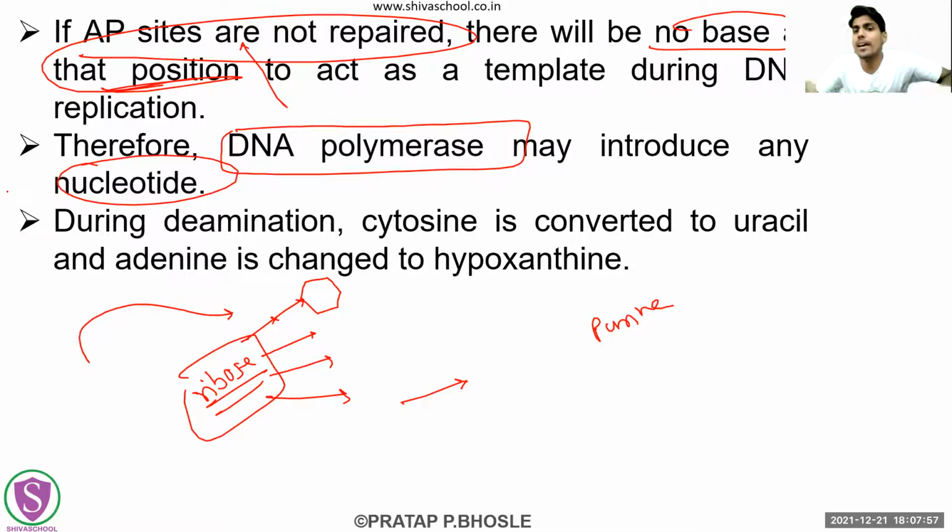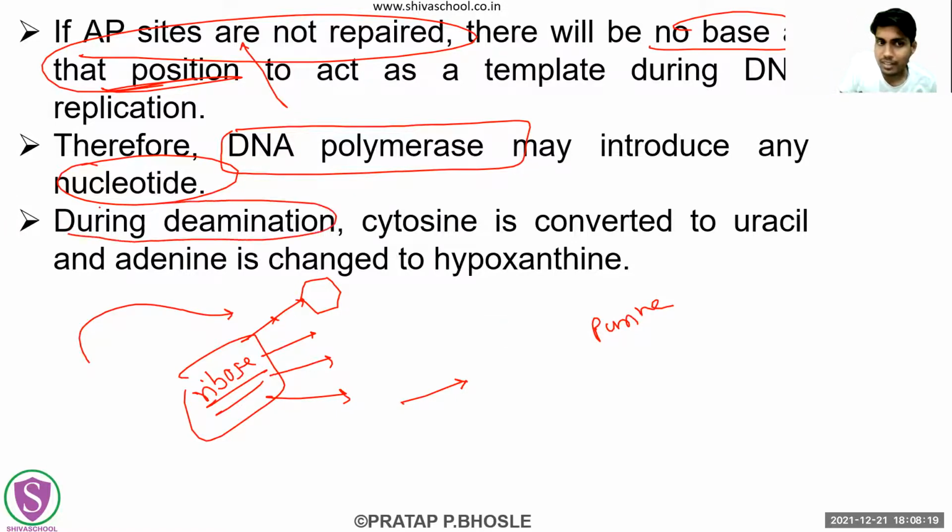So it can add any nucleotide there. If you remove a particular purine, it may add a pyrimidine or another purine. If adenine is removed, maybe it will add another purine, such as guanine. So this is the case.